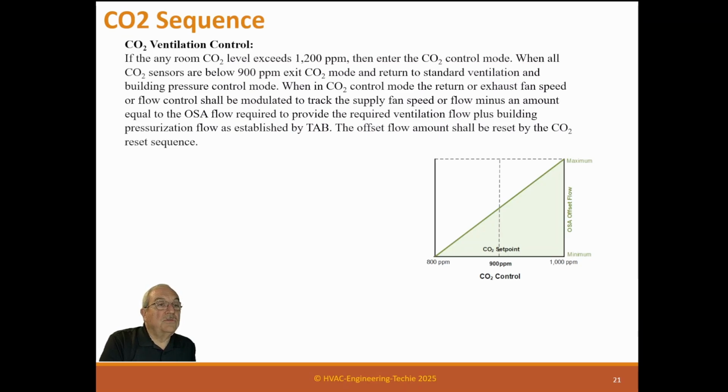When in CO2 control mode, the return or exhaust fan speed or flow control should be modulated to track the supply fan speed or flow minus an amount equal to the outside airflow required to provide the required ventilation flow plus building pressurization flow as established by TAB. The offset flow amount should be reset by the CO2 reset sequence.